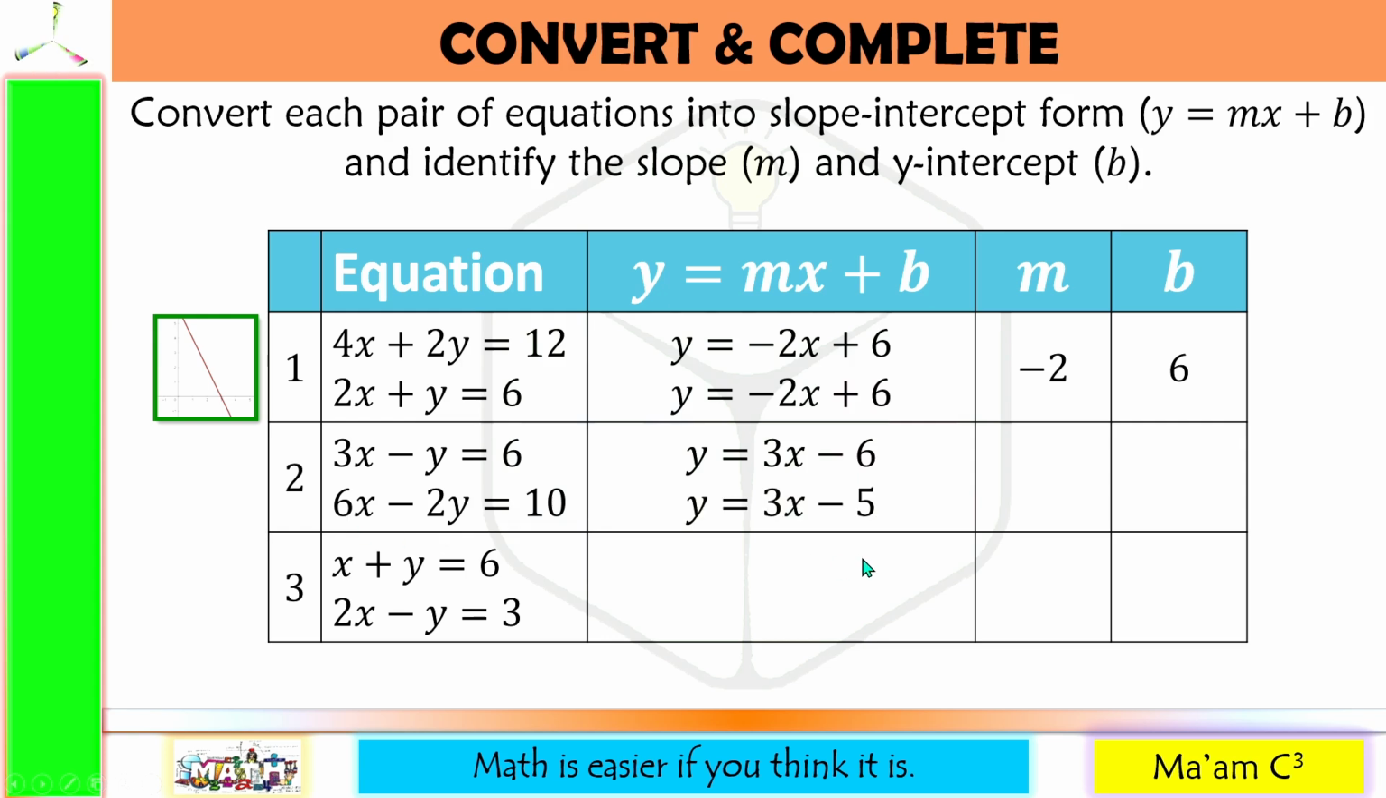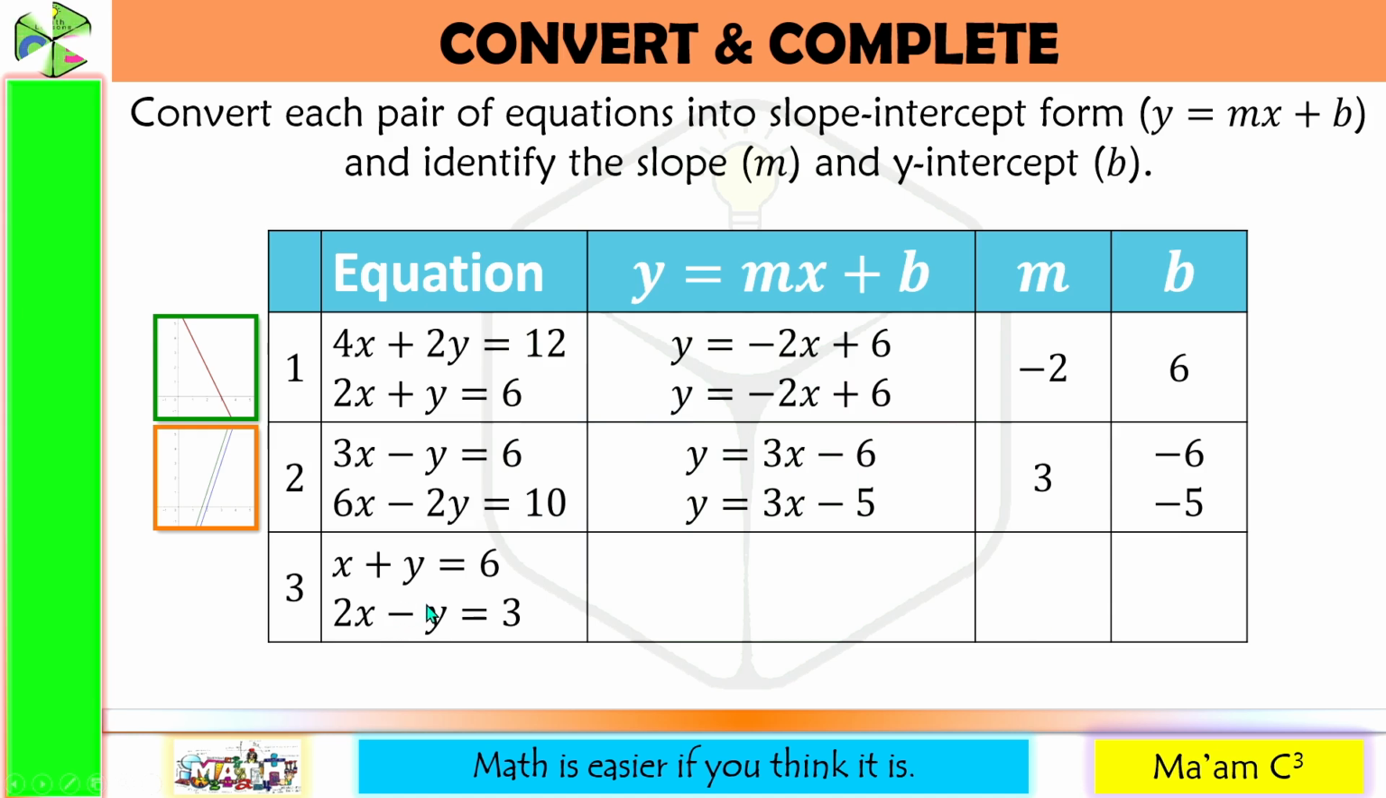So what do we observe here? We observe that our slopes are the same, which is 3, but the y-intercepts are different. For the first one, we have negative 6. For the second one, we have negative 5. Let us recall the graph of the second pair, and we form parallel lines. When does this happen? If the two lines have the same slopes but different y-intercepts.